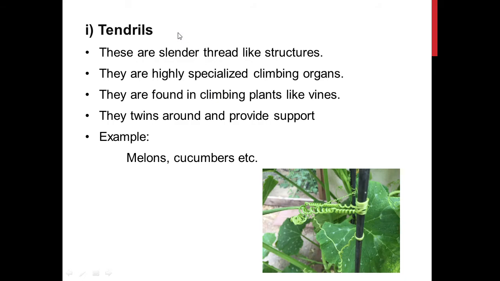First of all, the tendrils. These are slender thread-like structures. You can see here, this thread-like structure is known as tendrils. These are highly specialized climbing organs. They are found in climbing plants like vines. They twine around and provide support to the plant. Examples of tendrils include melon and cucumbers.